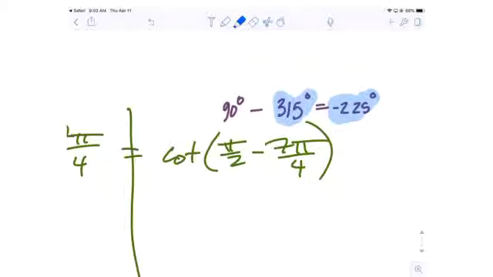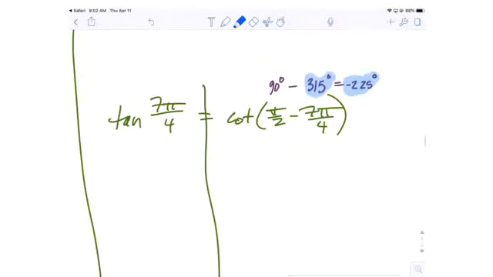Ooh, this desk is sticky. Nasty. Okay, so let's try it now.